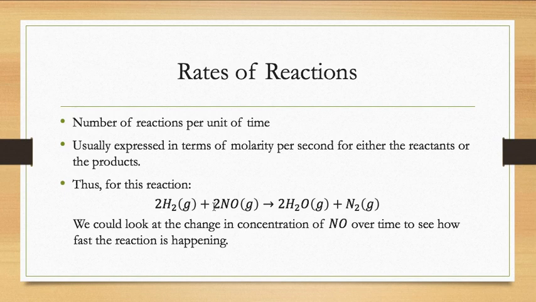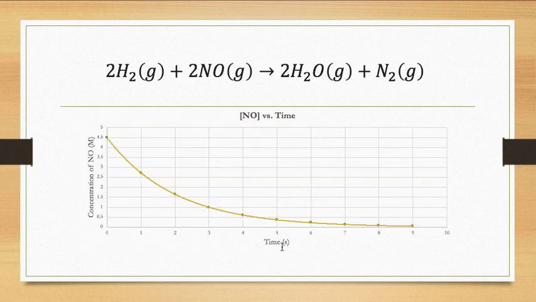So for example, we could take this reaction. We've got hydrogen and nitrogen monoxide reacting to form water and nitrogen gas. So we could look at the change. We just focus on one of the reactants here, nitrogen monoxide, and we can see how the concentration of that changes over time. So here's a graph of the concentration of nitrogen monoxide versus time.